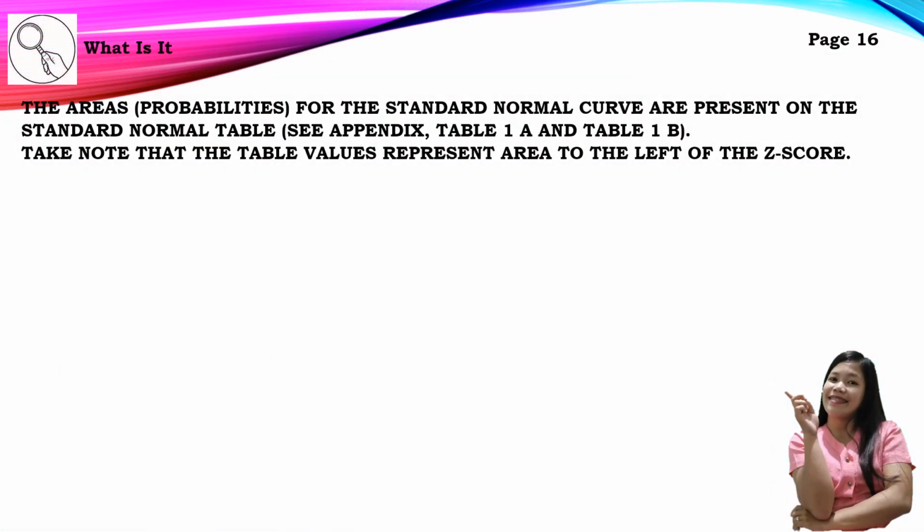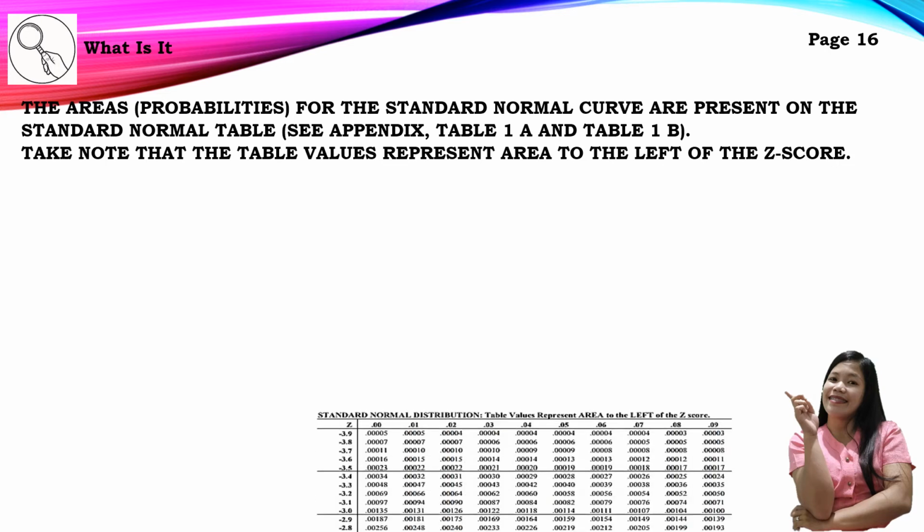Areas or the probabilities for the standard normal curve are present on the standard normal table. You can see that in the appendix, table 1A and table 1B. Take note that the table values represent the area to the left of the z-score.